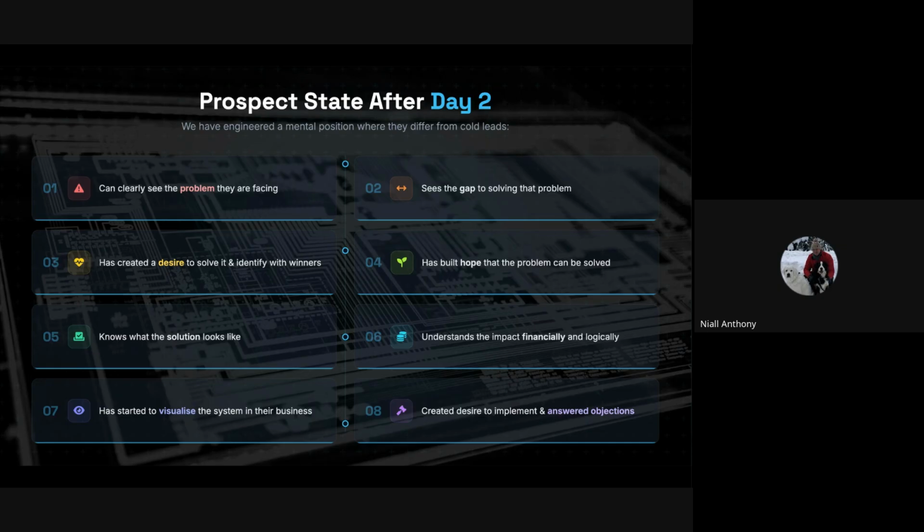That's what happens. So naturally, what we're doing here in day 2 is creating a scenario where they're answering their own objections. We don't even have to answer them. And this is an excellent position to put the prospect into, and it leads us on nicely to day 3.